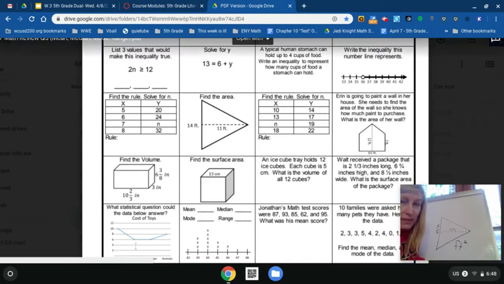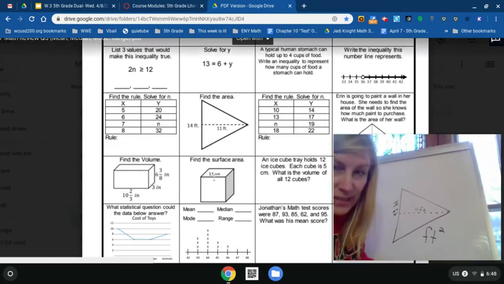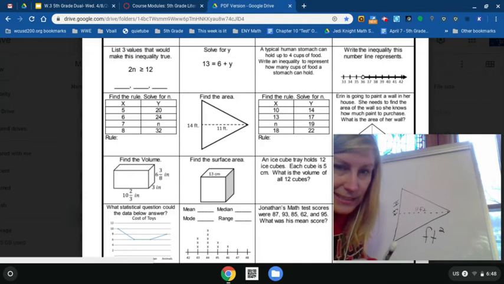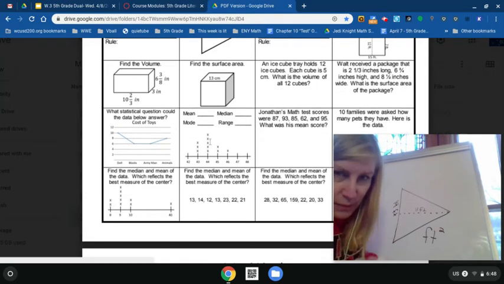Surface area of a cube. Well, just remember, surface area also is going to be in square units, and just find the area of each side. And since it's a cube, you know that there's how many sides in a cube? 6, right? So find the area of one of the sides and then multiply by 6. You're done.